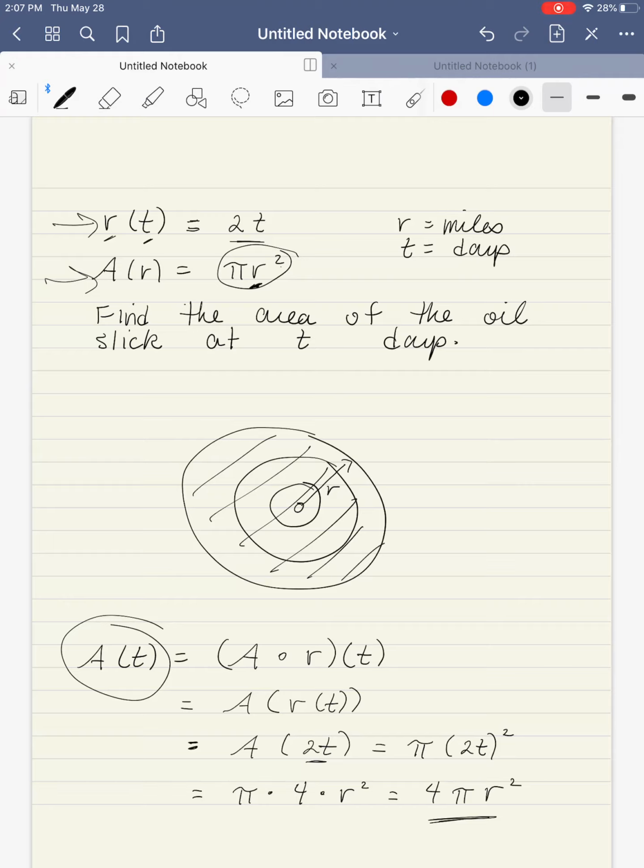In our next video, we're going to look at the concept of the difference quotient, and we're going to see that that's a formula that uses subtraction and division of functions, and it's a formula that's used in calculus.